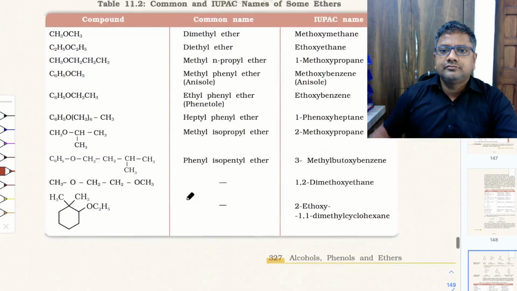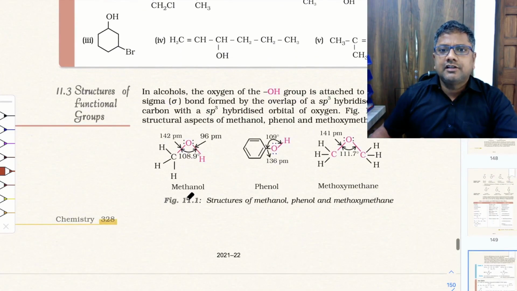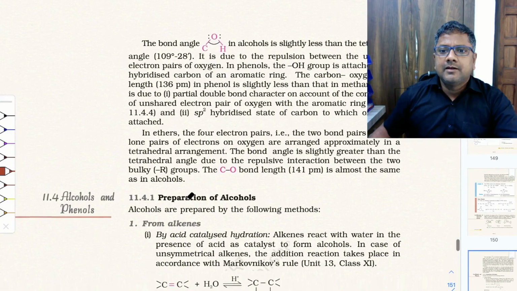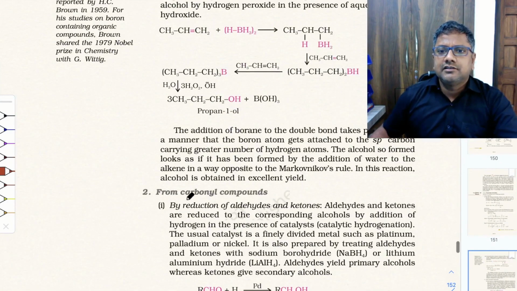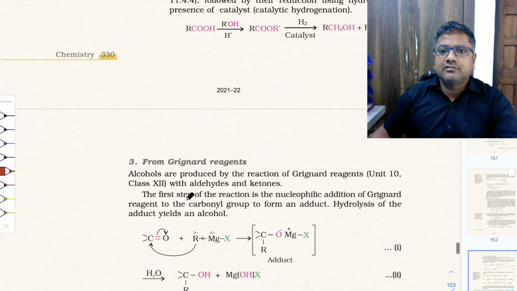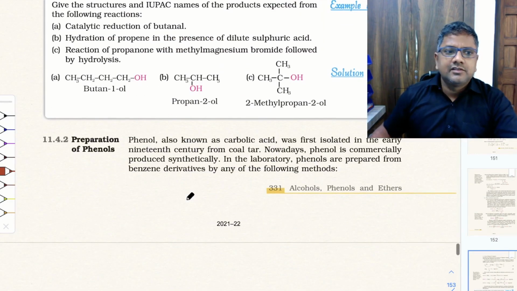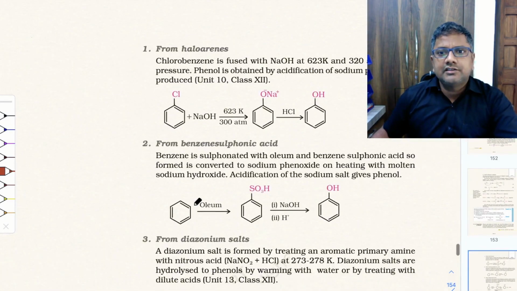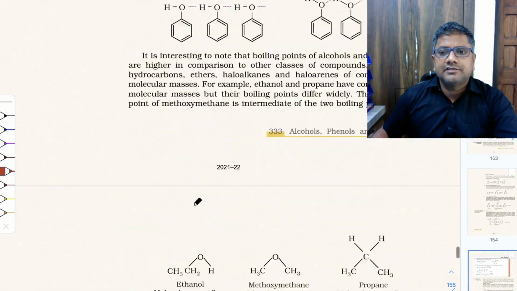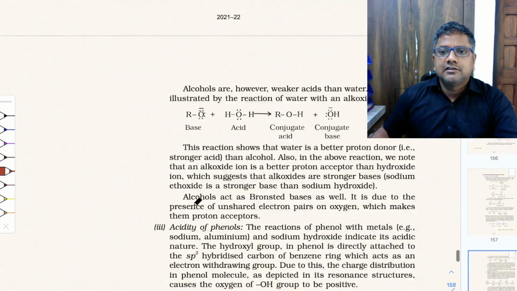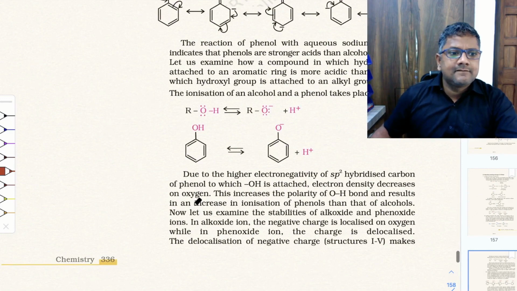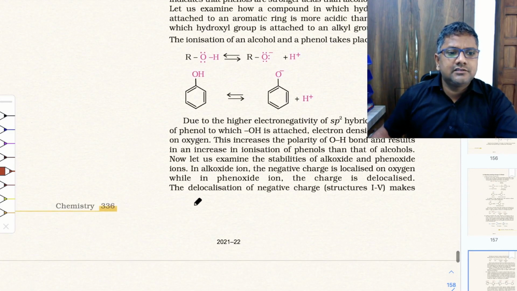Ethers, phenols, all the nomenclature are there. Preparation of alcohol, right? Alcohol and phenols, yes, from carbonyl compounds, this is in your syllabus. Physical method of preparation, yes, physical and chemical properties, then chemical reactions, right? Phenols, yes, ethers, okay.